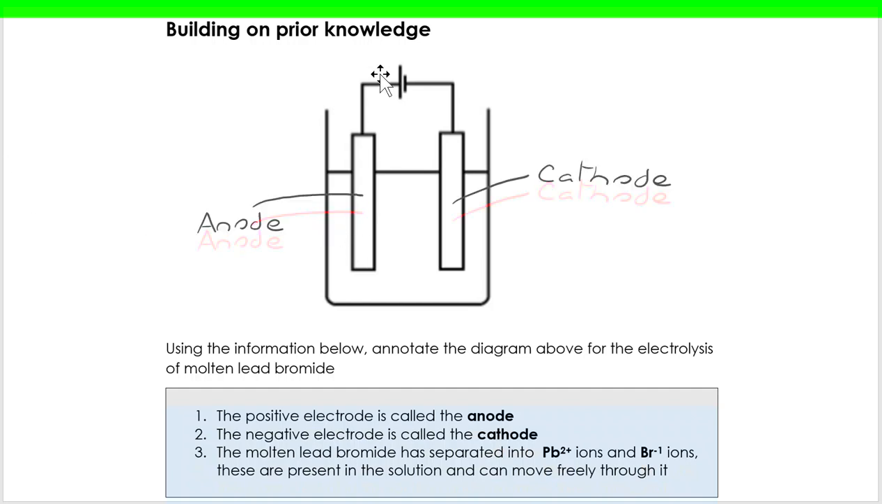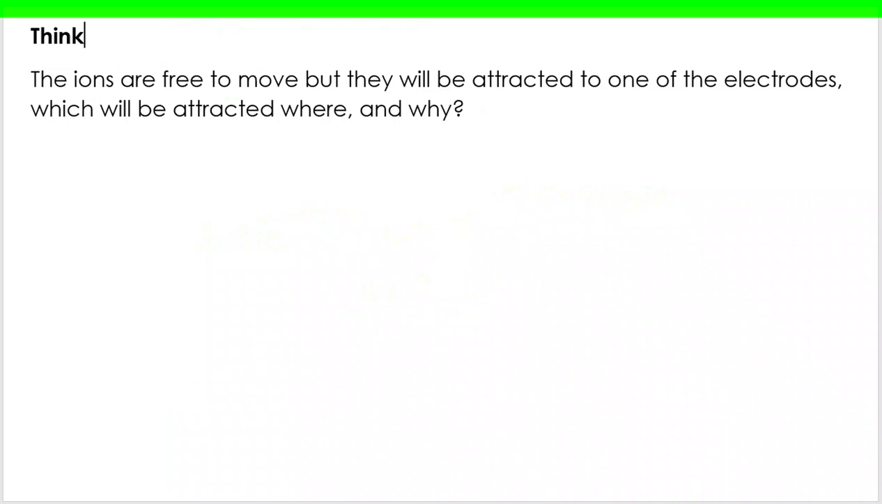The positive anode is on the left, close to the larger part of the cell. The negative electrode, the cathode, is therefore on the right. And I'm adding in my ions, which are free to move in the molten lead bromide. Now, where will the ions move to? What will they be attracted to?